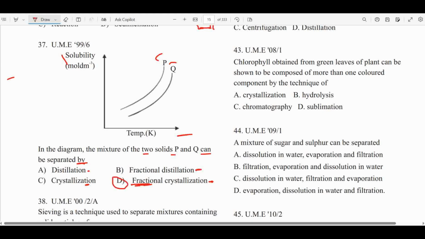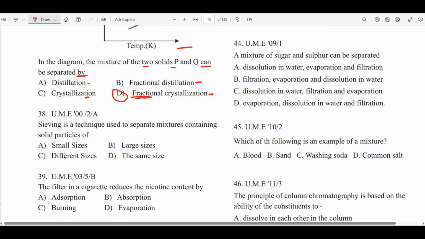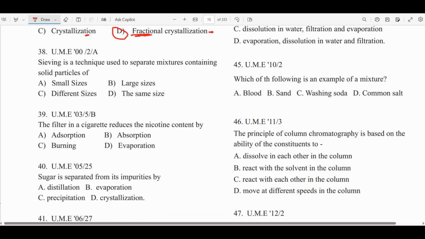Let me know what you think in the comment section. Question 38. Sieving is a technique that is used to separate solid particles of small size, large size, different sizes, or same size. What do you think? Of course, different sizes: the smaller ones will move through the pores while the bigger ones will stay behind. So the right answer will be C.